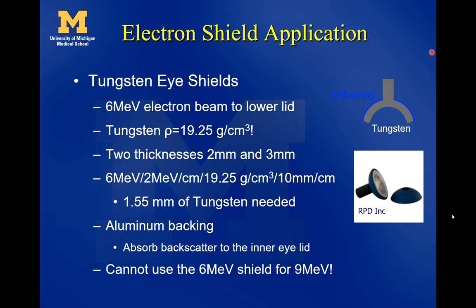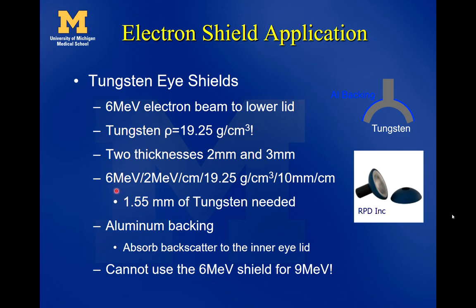Tungsten has a really nice density. It's 19.25 grams per centimeter cubed. It's really high density. And we can have two thicknesses of our eye shields. We have 2 millimeter and 3 millimeter thick tungsten eye shields. So if we just run through the math, and once again we're pretending that tungsten is exactly like water in terms of its reduction of beam energy per unit centimeter.